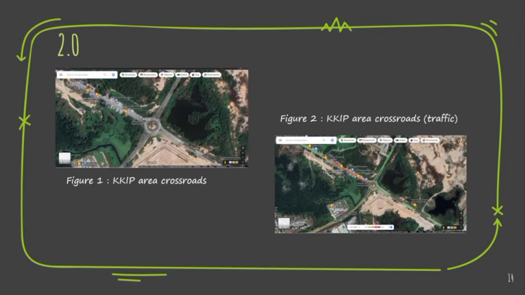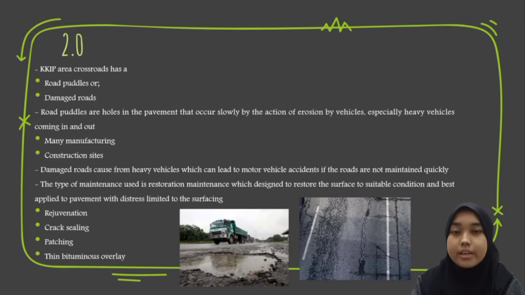The picture shows us the KKIP area crossroad in Google Map. The KKIP crossroad has road puddles or damaged roads. Road puddles are holes in the pavement that occur slowly by the action of erosion by vehicles, especially heavy vehicles coming in and out. This is because there are many manufacturing factories and construction sites on the road where the heavy vehicles are always coming in and out.